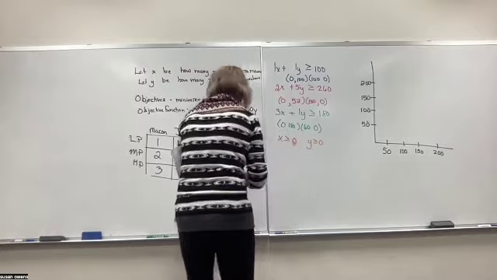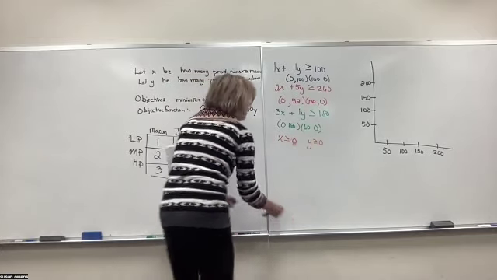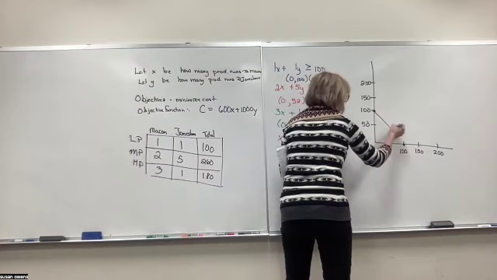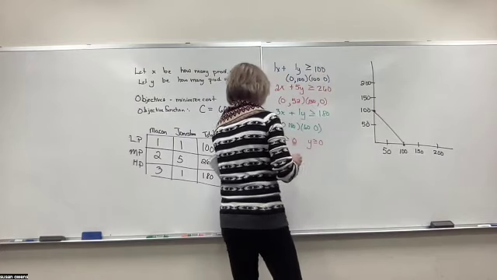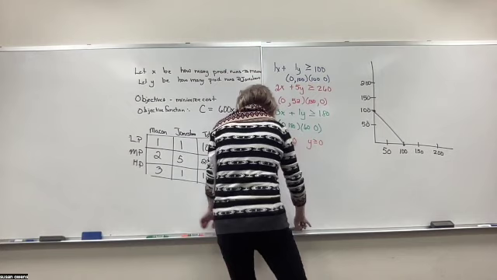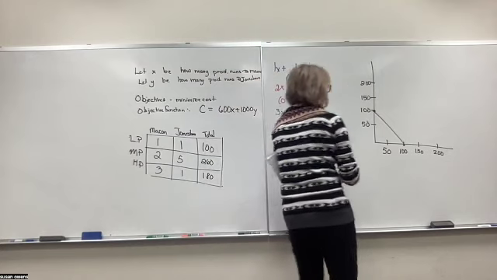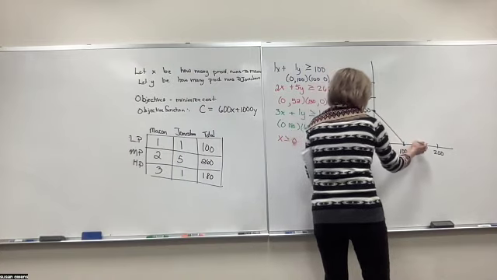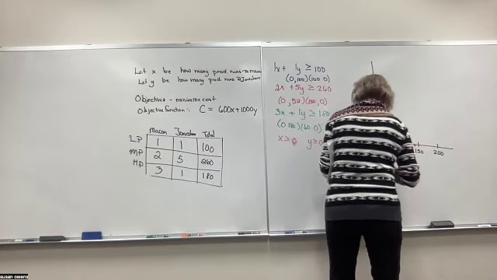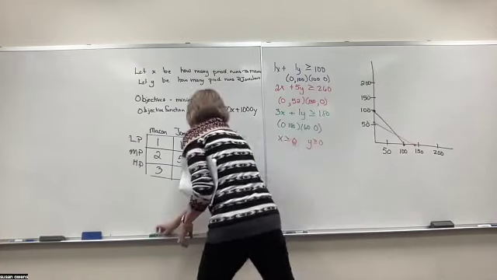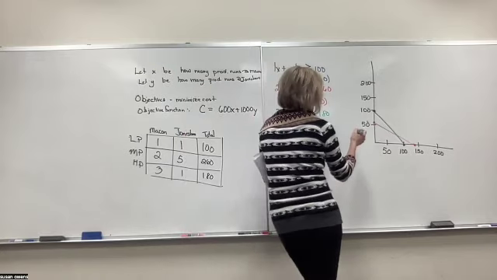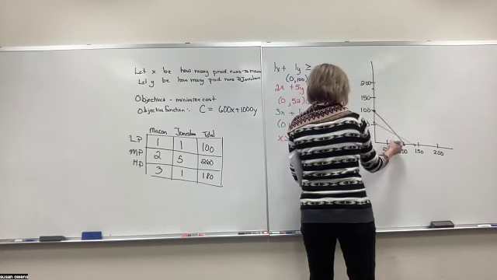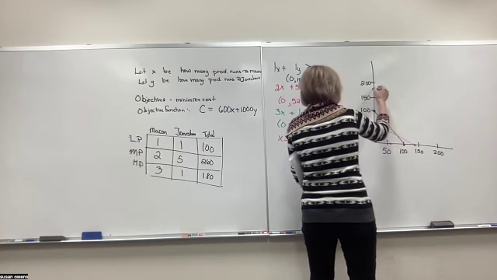Okay, so I've got my points, I'm gonna graph my lines. Over 0, up 100, over 100, up 0. Over 0, up 52, over 130, up 0. Over 0, up 180, and where we are now, over 60, up 0.